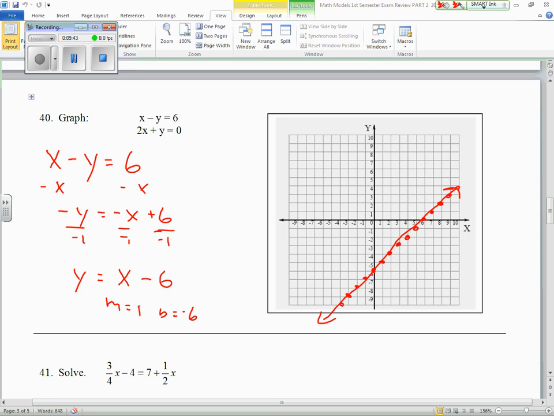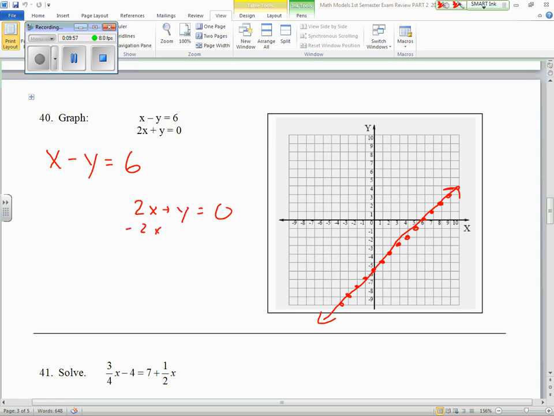And the other one. 2x plus y equals 0. Subtract 2x from both sides. Get y equals negative 2x plus 0, or just y equals negative 2x. That means your y-intercept will be 0. Your slope will be negative 2 over 1. So starting at 0, 0, go down 2 over 1, down 2 over 1, 2 over 1. What's that?